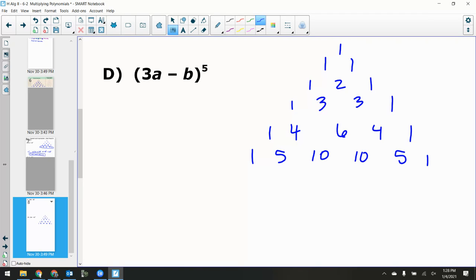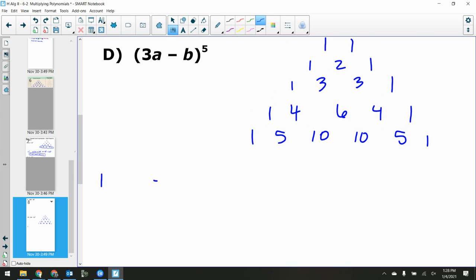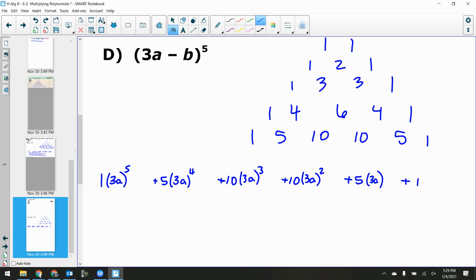There's row 5 of Pascal's triangle. 6 terms total. 1, 5, 10, 10, 5, 1. I like to space everything out a lot, just in case I need room. I start with my first term, and I give it the highest power. 3a raised to the 5th. And I keep descending. You should run out just before the end.